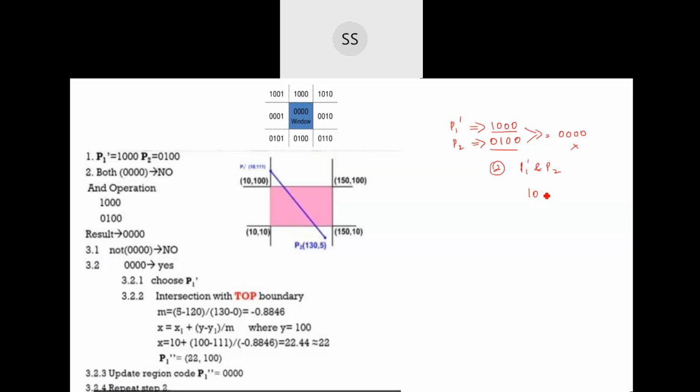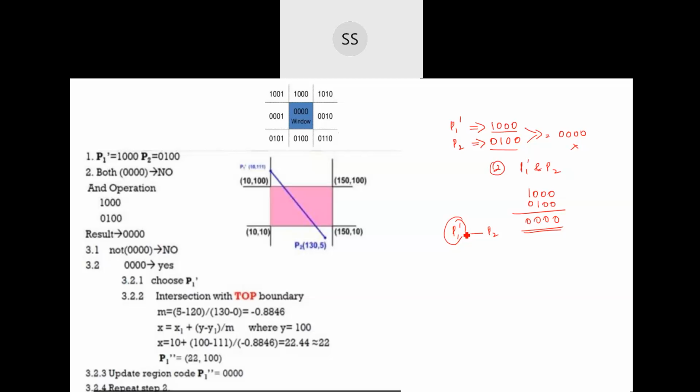That is, take 0100 and perform the AND operation. When I perform AND, I get all the values as 0. As I get all the values equal to 0, that means some portion of the line from P1 dash to P2 is within the window. That means again I have to perform clipping. To clip, again I'm going to select P1 dash.